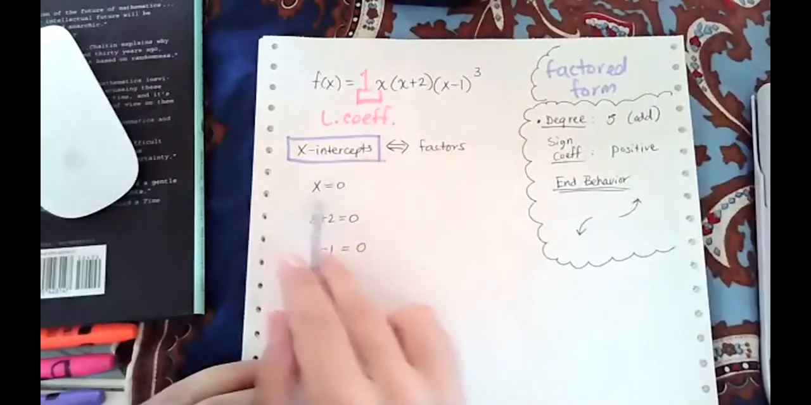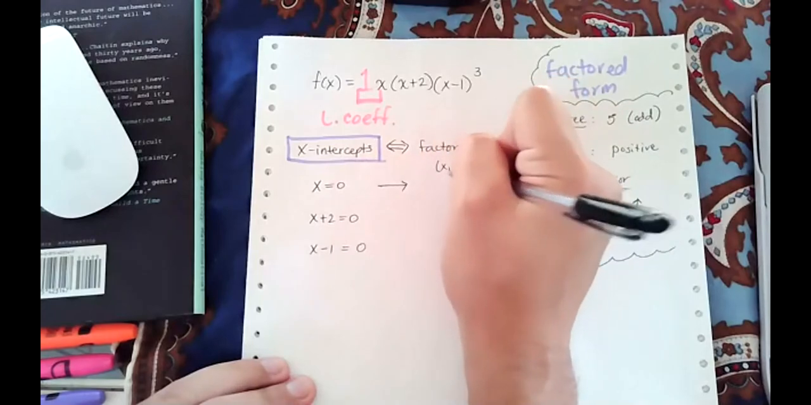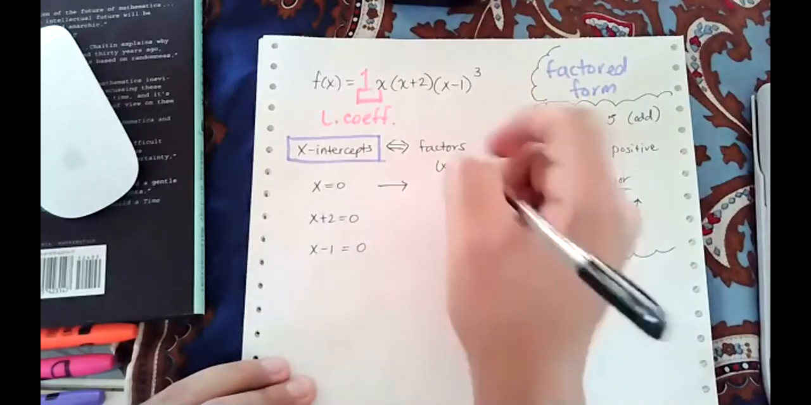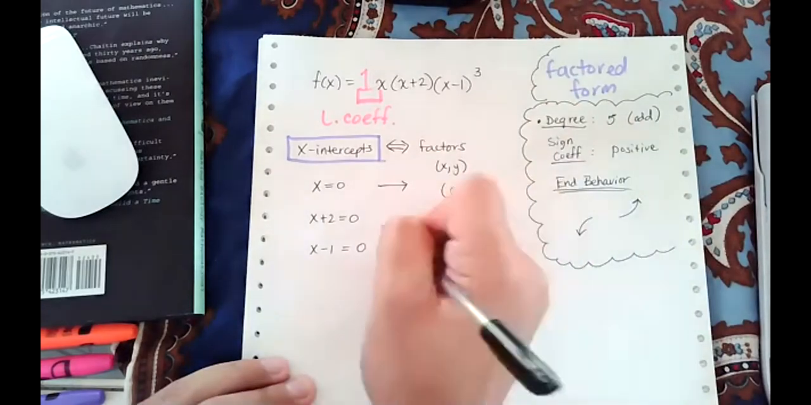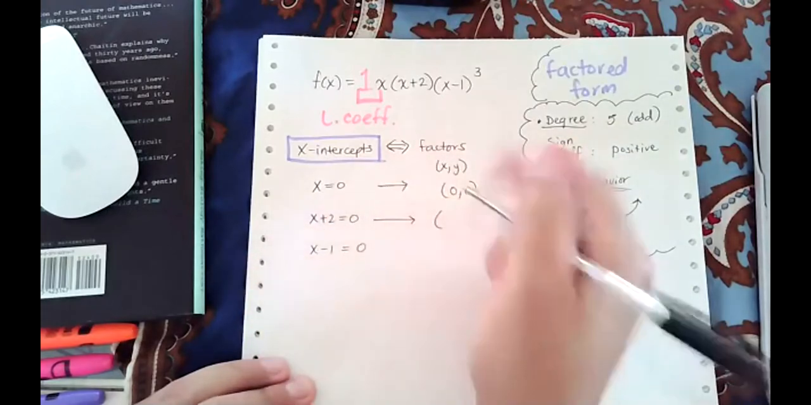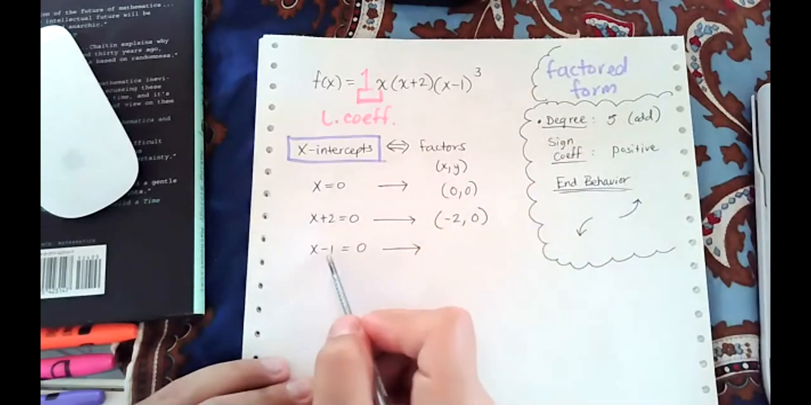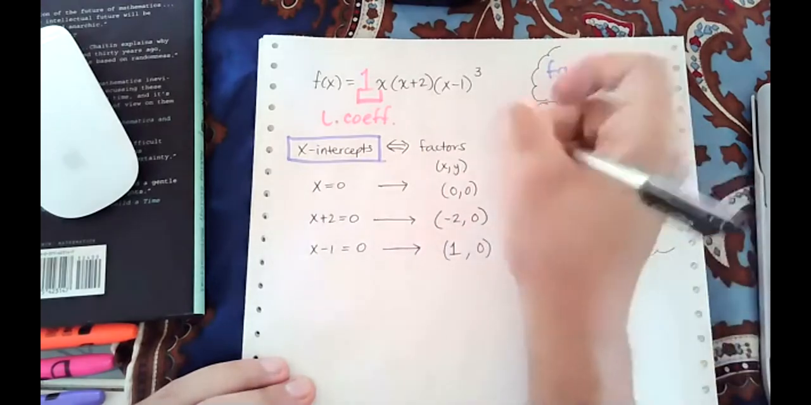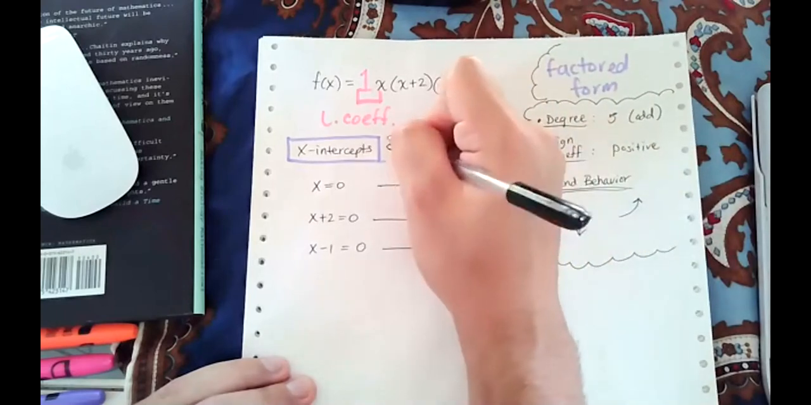So this first equation's already solved. As an xy pair, x is 0, y is 0. So we have 0, 0 for one of our points. If we were to solve this one, you would move the 2 over, so you would get x is equal to negative 2. So we have negative 2 and 0 there. And then for this one, you would move the 1 over, so you'd get a positive 1 for the x, and then our y is 0. So don't forget that y is equal to 0 for the x-intercepts.